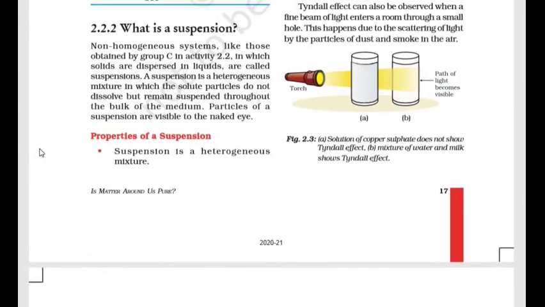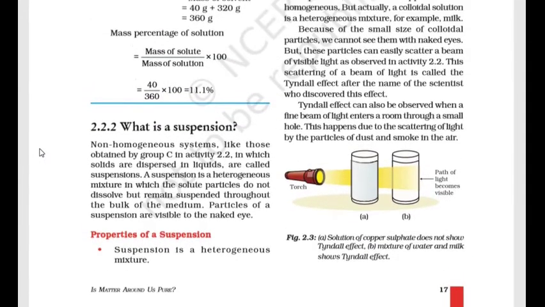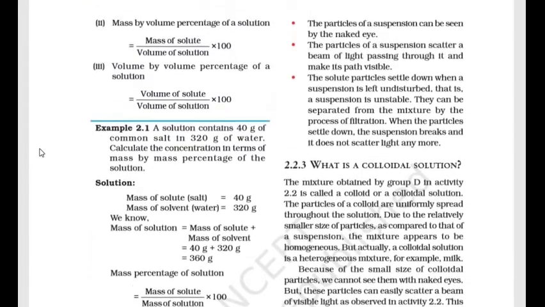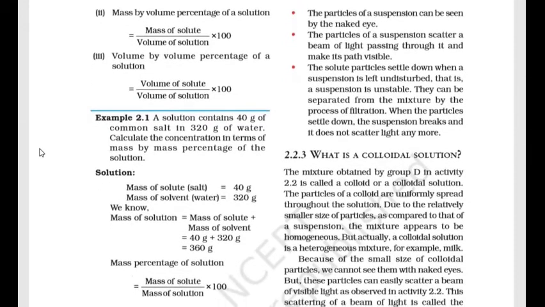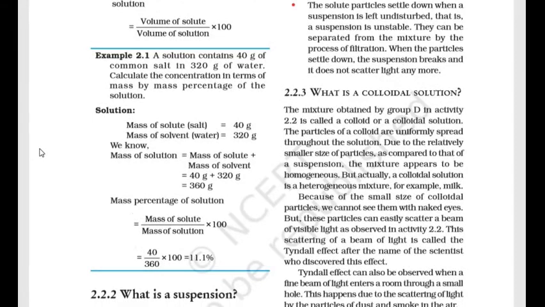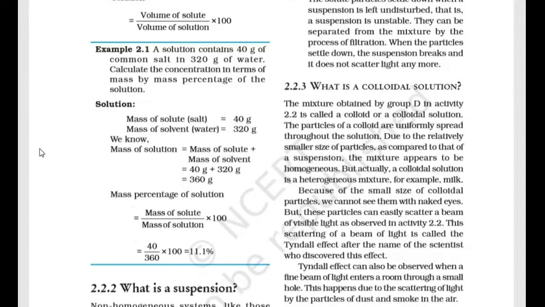Now the properties will be according to the definition. The first property is that it is a heterogeneous mixture. The next property is that the particles of the suspension can be easily seen by the naked eye, because the size of the particles of a suspension is quite big, so we can easily see them by the naked eye, right? It means we can say a suspension is quite unstable, since if we allow it to be undisturbed for some time, then the particles settle down at the bottom of the container.